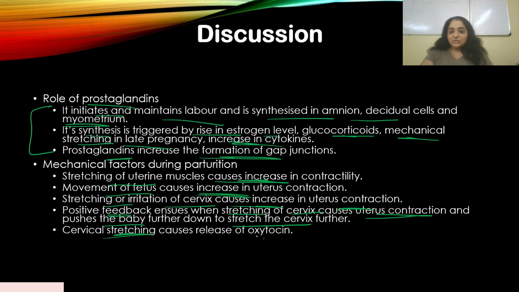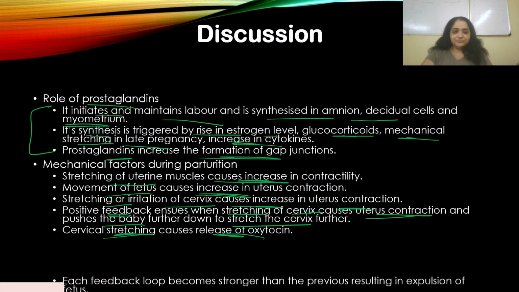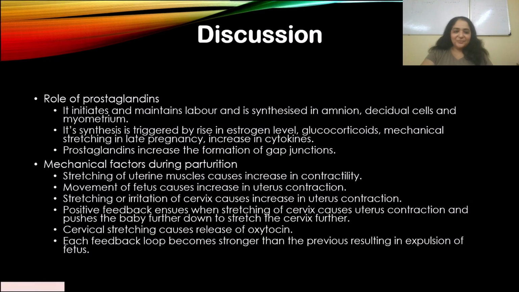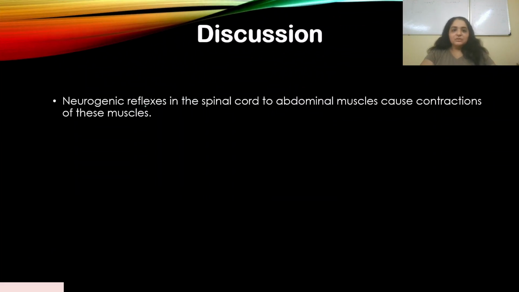Cervical stretching also causes release of oxytocin, and we know oxytocin plays a role in uterine contraction. Each feedback loop becomes stronger than the previous, resulting in expulsion of the fetus. Now, a neurogenic reflex in the spinal cord to the abdominal muscles also causes contraction of these muscles. We looked at uterine contraction only, but there are also neurogenic signals from the spinal cord to the abdominal muscles that cause contraction to push the baby out. So all of them are participating in pushing the baby out.